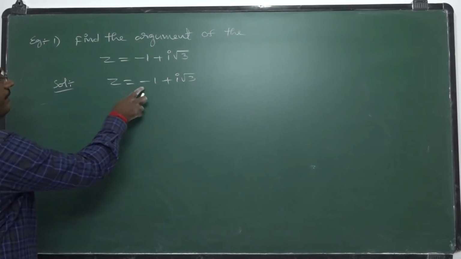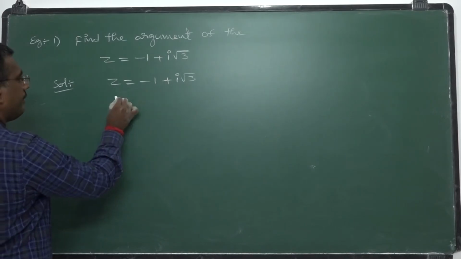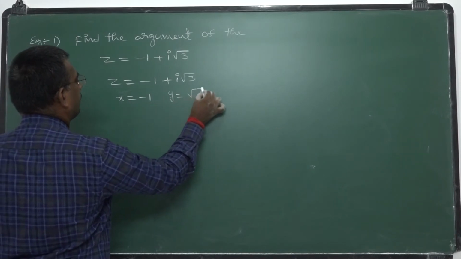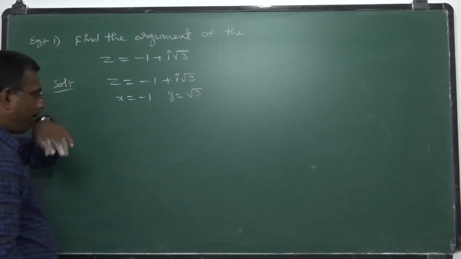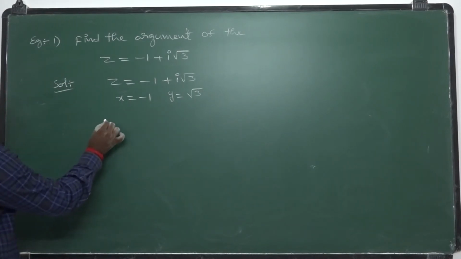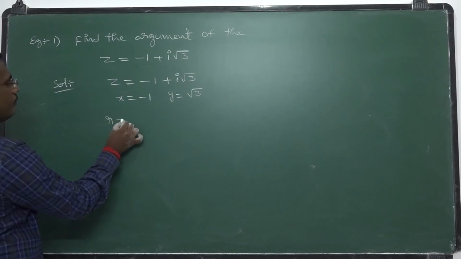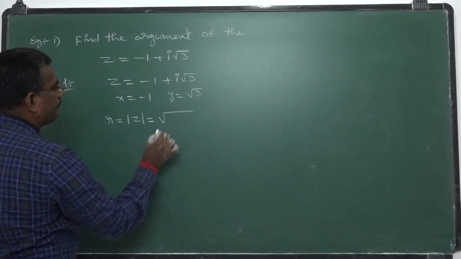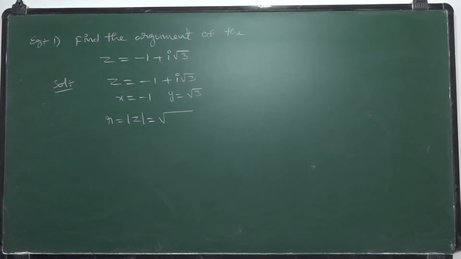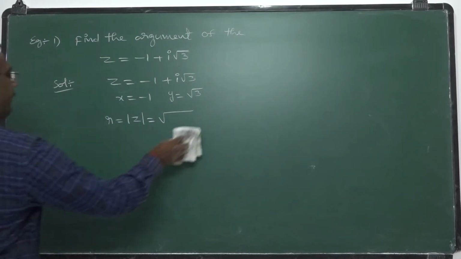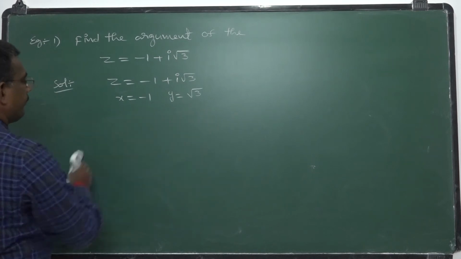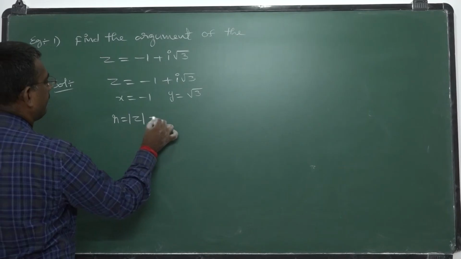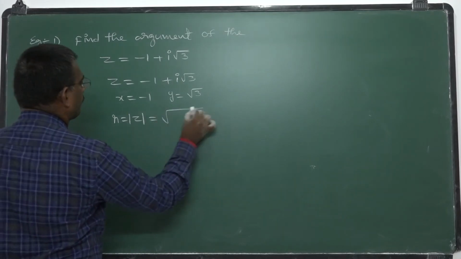Comparing the given complex number with x plus iy, x is equal to minus 1 and y is equal to root 3. Next find r, which is equal to modulus of z, that is equal to root of x square plus y square.